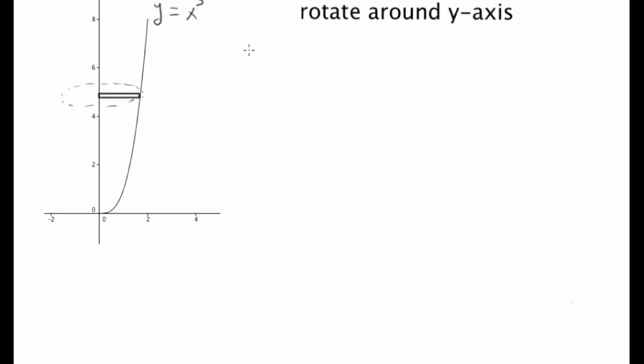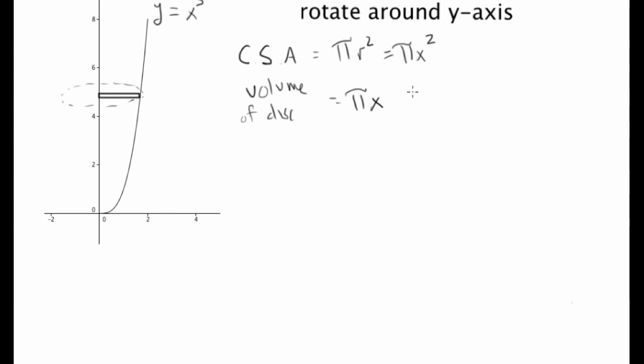So our cross-sectional area is going to be pi r squared again, but this time the r is going to be an x value. So this is really pi x squared. And so the volume of this disk is going to be pi x squared times dy, because that's the thickness of this disk now. So dy tells us that we're integrating with respect to y.